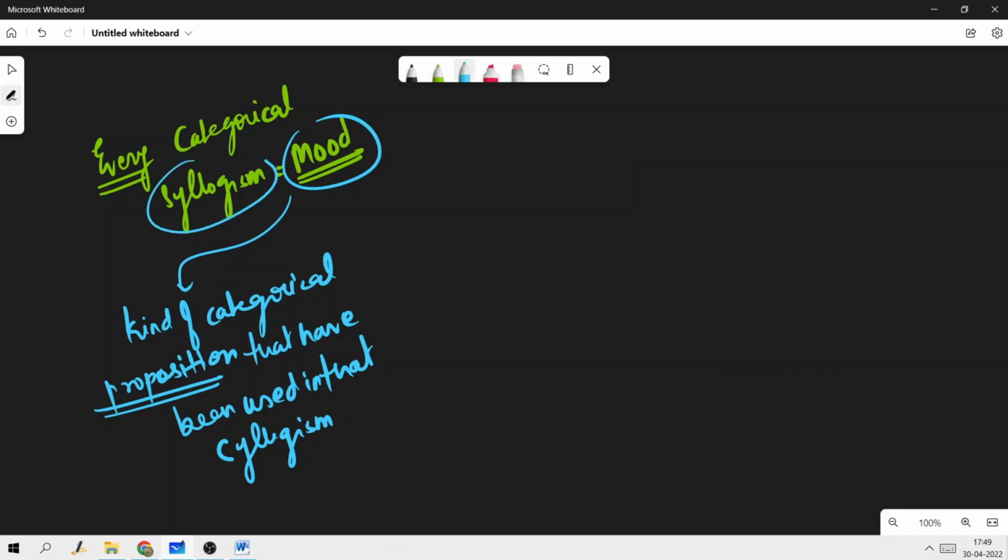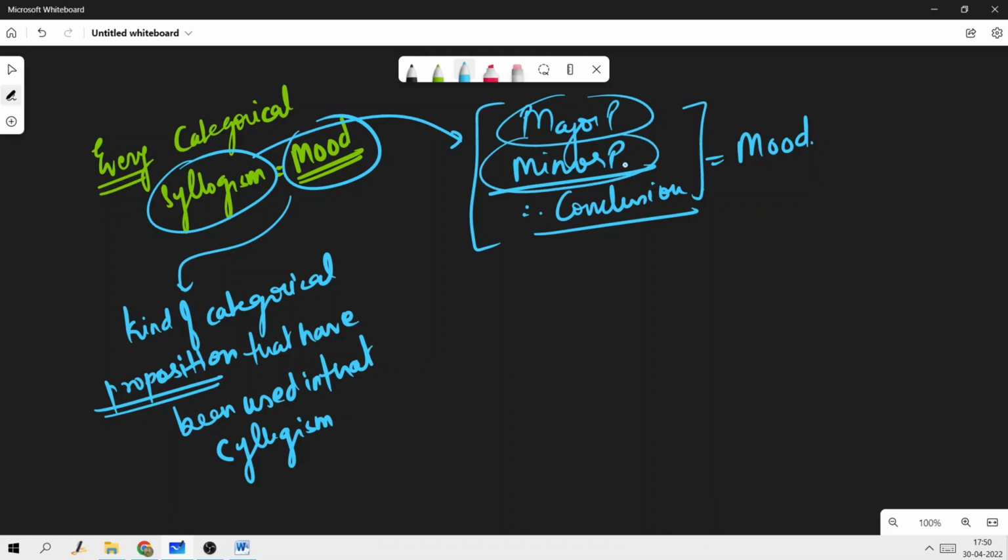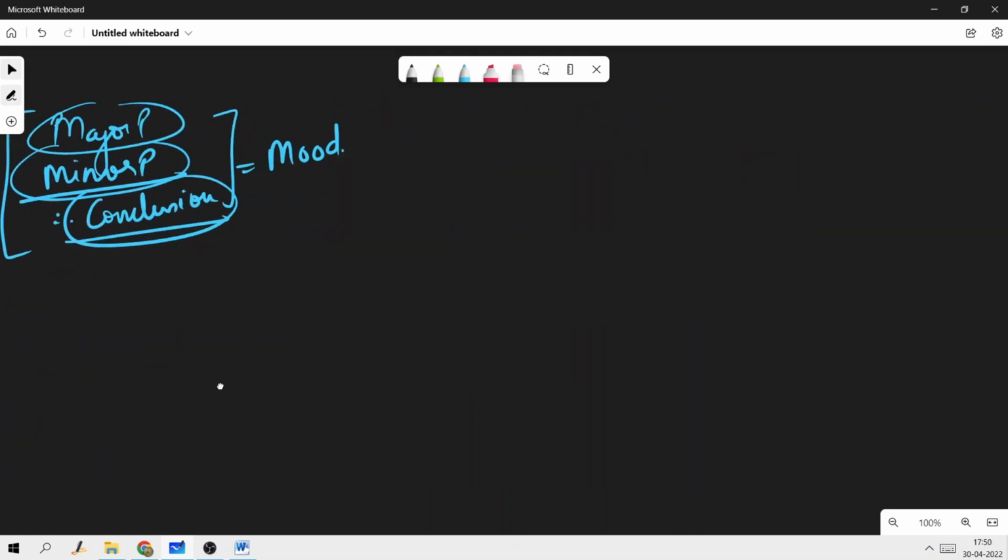Every categorical syllogism. What is a categorical syllogism? Something that deals with a major premise, deals with a minor premise, and we draw a conclusion. Okay? This is the logical structure for a categorical syllogism. Now, I'm saying every categorical syllogism has a mood. So, what exactly is a mood? The kind of categorical propositions that are used as major premise, minor premise, and also as conclusion.